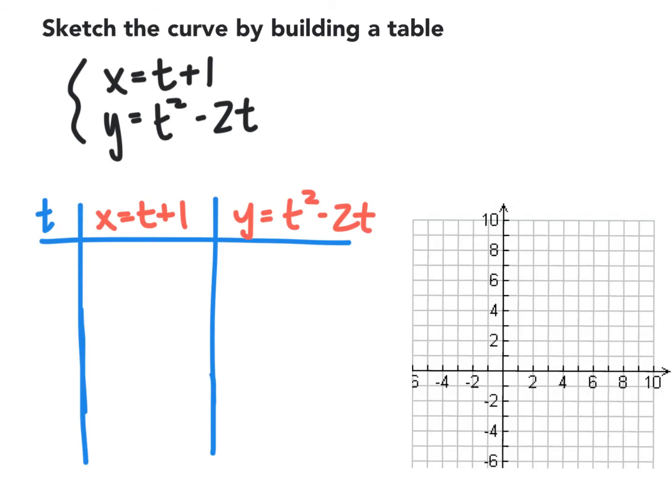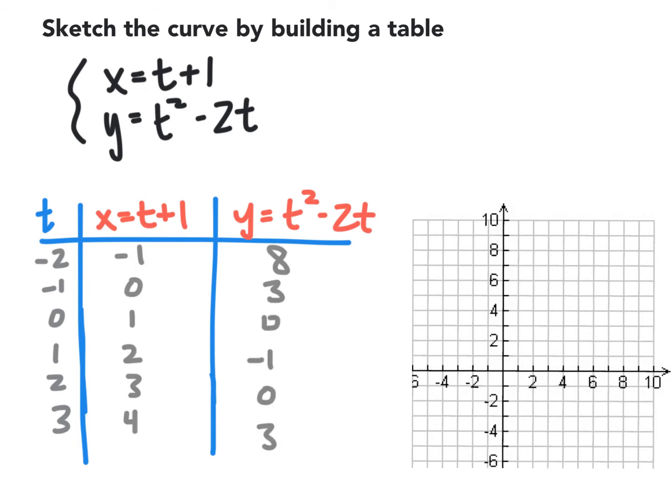So here I have two parametric equations, and we're going to sketch the curve by building a table. So x is equal to t plus 1, and y is equal to t squared minus 2t. So for my table, I'm going to fill out for t from negative 2 to 3. So next, I'm just going to figure out if t is equal to these, what would x be, and what would y be? And I'm going to fill in the table. If you want to do this yourself, pause the video.